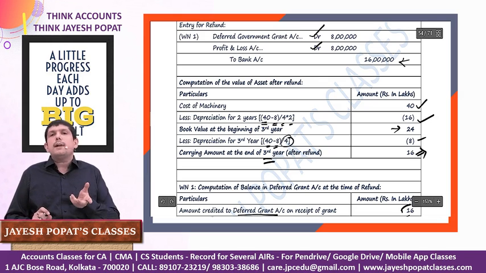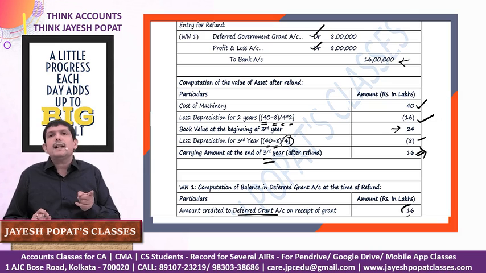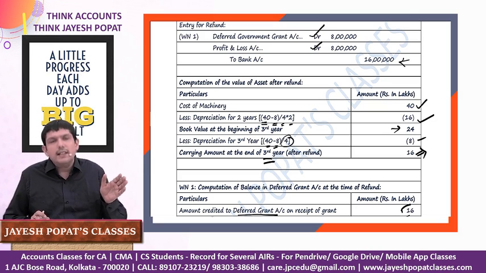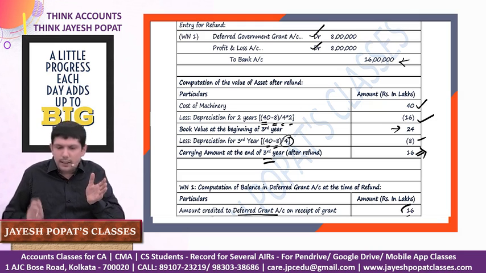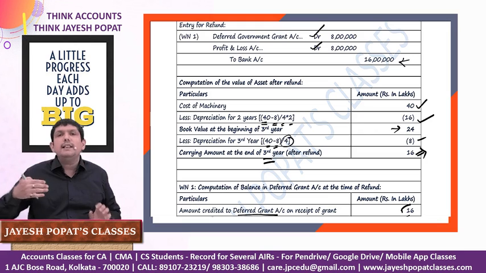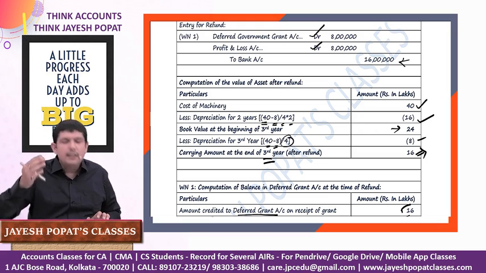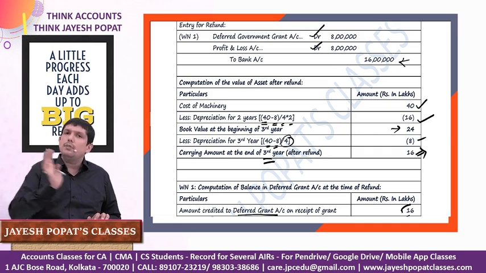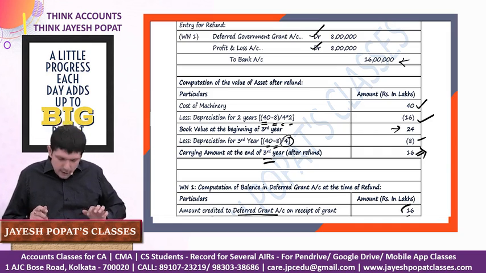In this case, there is no impact on the asset because we did not adjust the value of the grant on the asset. We treated the grant separately. We treated the grant as a deferred income. So here the asset accounting will not be impacted. Only when you are refunding the government grant, you need to debit the deferred grant account, and over and above the balance in the deferred grant account, the amount will be debited to the statement of profit and loss.